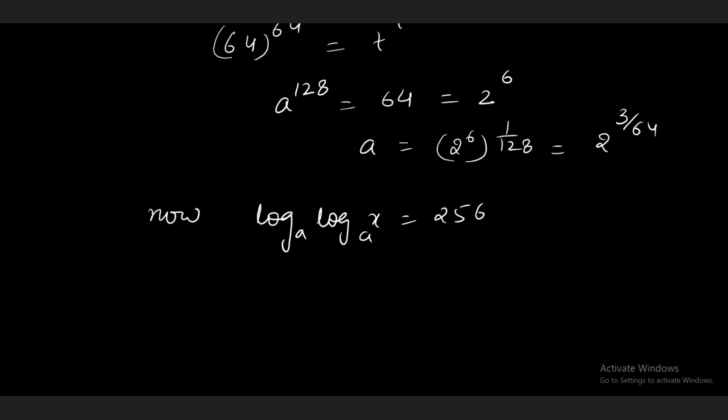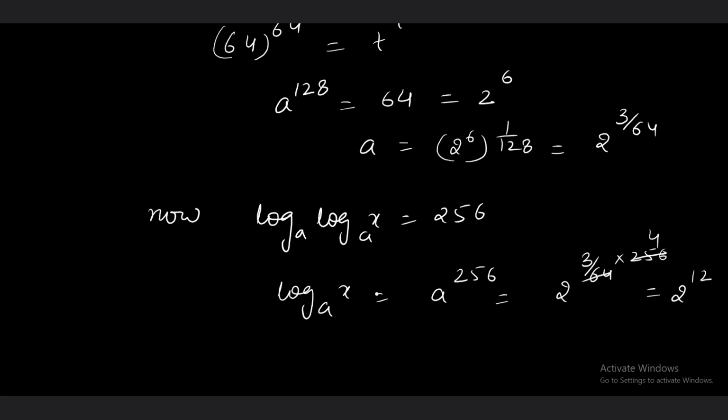क्या करेंगे? इसे लिख लेते हैं log x to the base a is a raised to the power 256. a का मतलब क्या हो गया? 2 raised to the power 3 by 64 whole multiplied by 256. ठीक है, तो ये हमारे पास कितना आ जाएगा? 64 4 आए, यानी ये तो आ गया 2 raised to the power 12. अगेन x is a raised to the power 2 power 12. राइट, हमारे पास कितना आ जाएगा? ये a raised to the power 2 power 12.